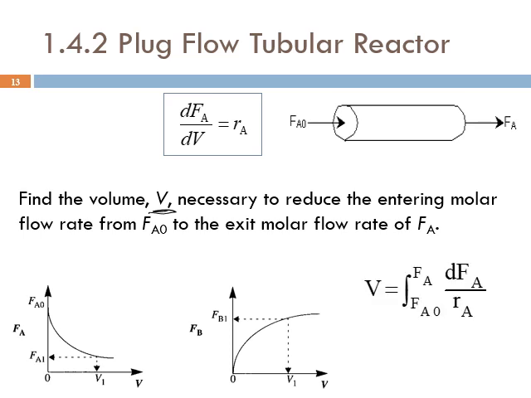So I have to integrate, meaning I will rewrite this equation as dFA divided by Ra equals dV, and then I integrate from 0 to V, and at volume 0 I have Fa equals Fa naught, at volume V I have Fa. So the integration is from Fa naught to Fa. Okay, and here we go.